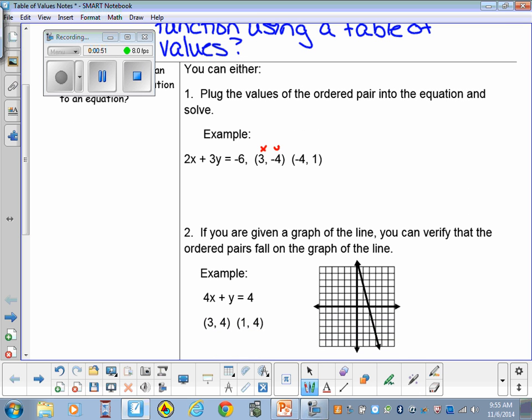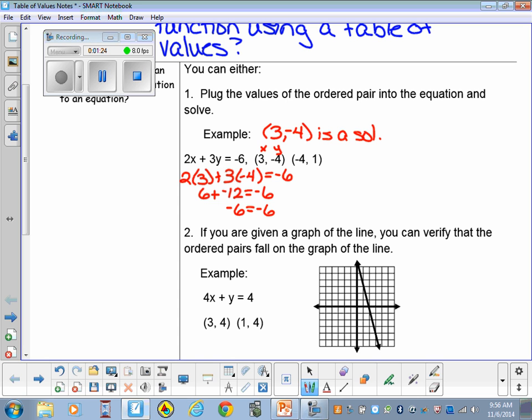There's x, there's y. So 2 times 3 plus 3 times -4. And if it works, we will get -6. 6 plus -12. -6 equals -6. That's a true statement. So because that's true, I can say that (3, -4) is a solution.